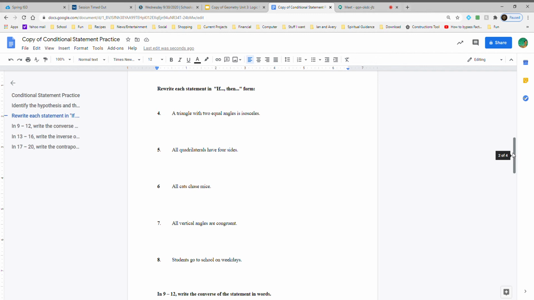Okay? So for 4, what we're going to do is the first 2 things go together in a situation like this. So we would say a triangle with 2 equal sides. If it is a triangle with 2 equal sides, then it is isosceles. That says angles, doesn't it? If it is a triangle with 2 equal angles, then it is isosceles. That's the conditional statement for that one. And down here, if a student goes to school, then it must be a weekday. That's how that works.